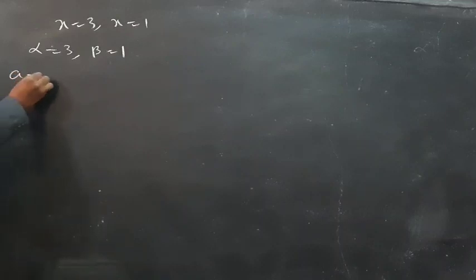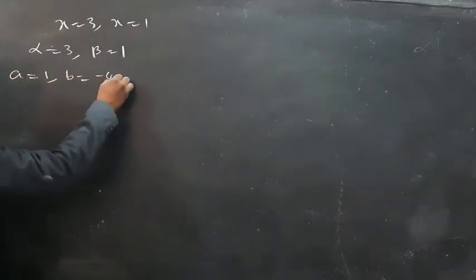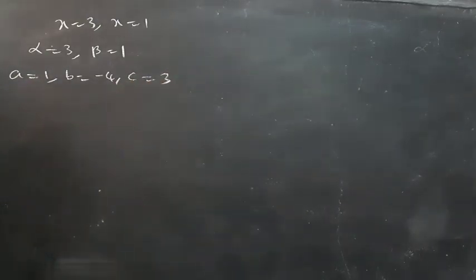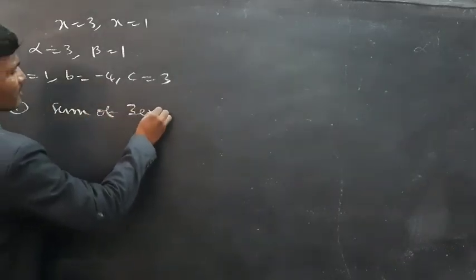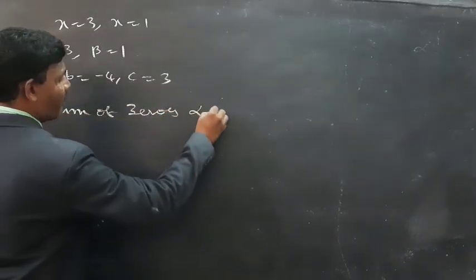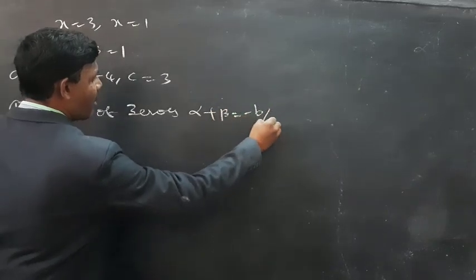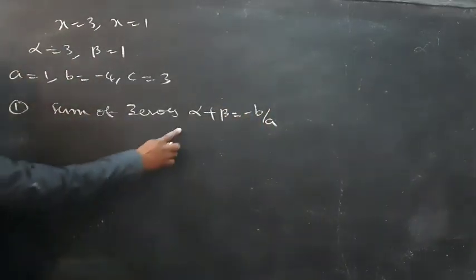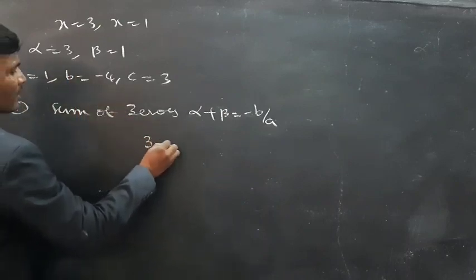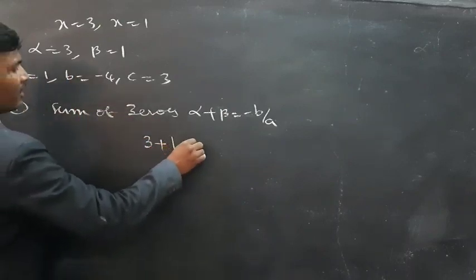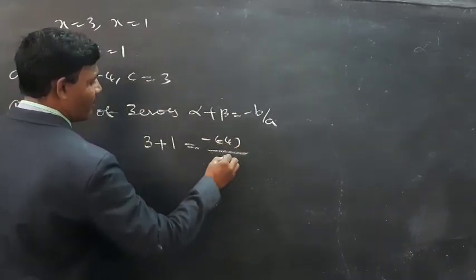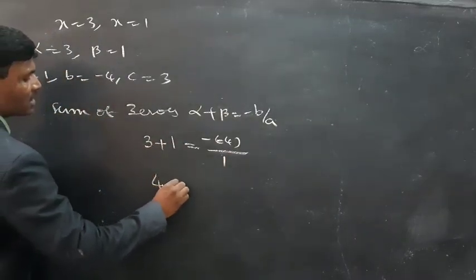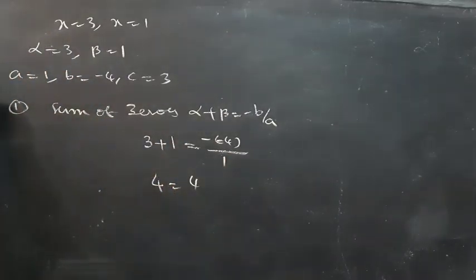According to the question, by comparison, a is equal to 1, b is equal to minus 4 and c is equal to 3. What is the first relation? Sum of zeros: alpha plus beta is equal to minus b by a. What is the value of alpha? 3. Plus the value of beta, 1, is equal to minus b, that is minus of minus 4, by a, which is 1. 3 plus 1 is 4, so the first relation is satisfied.